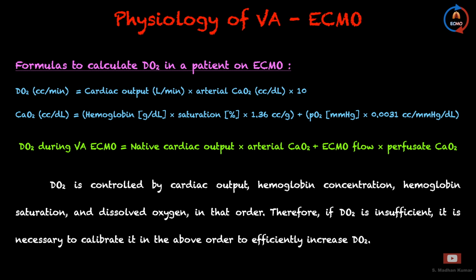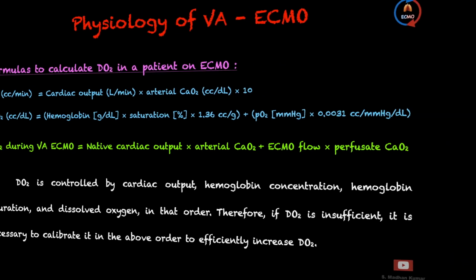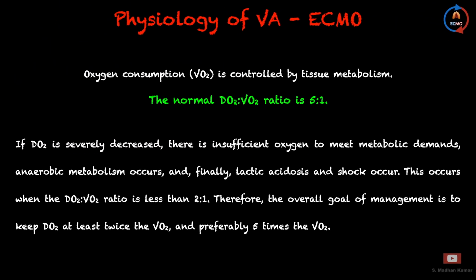We have already seen how to calculate VO2 in the previous video. If you haven't seen it, you can watch it using the description given under this video. Oxygen consumption is controlled by tissue metabolism. The normal DO2 to VO2 ratio is 5:1.